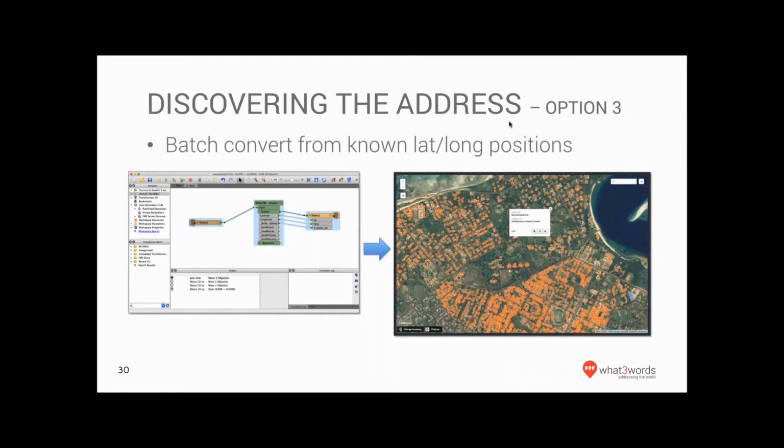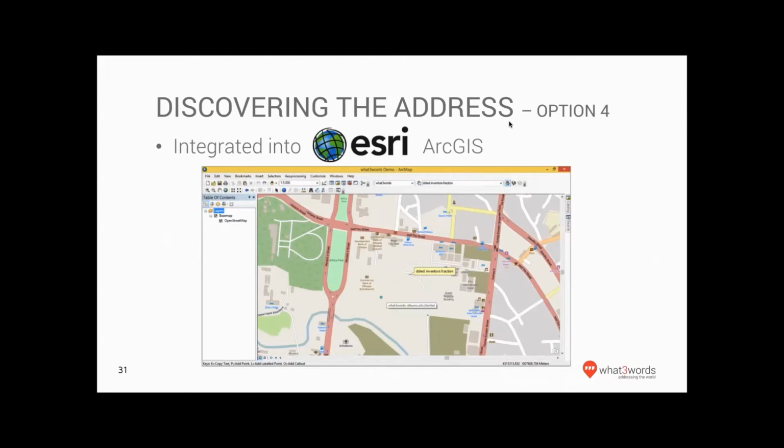The slide on the right is the city of Mwanza in Tanzania, where the 3 words address for every property has been discovered for a property tax application. And of course, you can use ArcGIS tools, and Mikey's going to explain more about how to do that. But as he mentioned, we've developed in partnership with Esri a locator, which is a plugin for ArcGIS, which lets you discover addresses within ArcGIS.